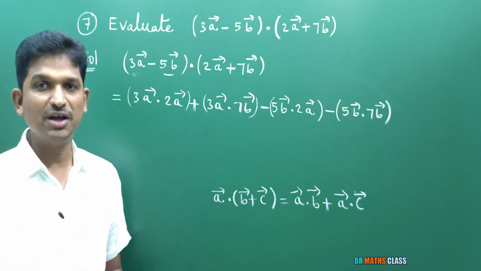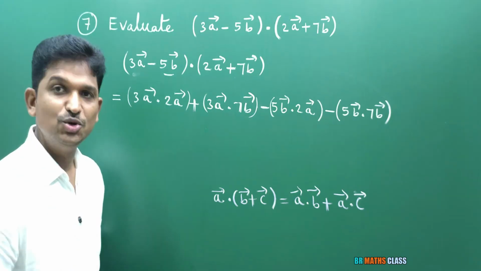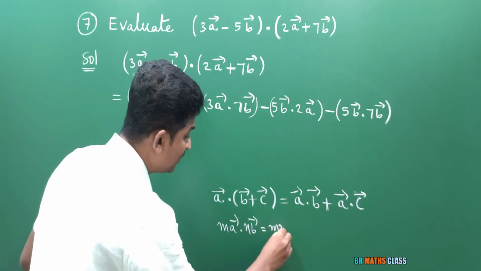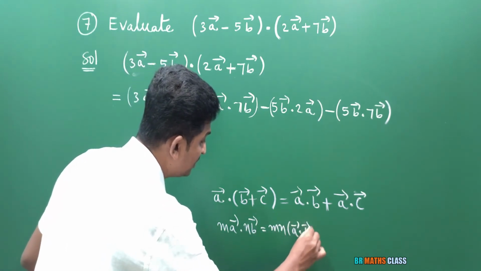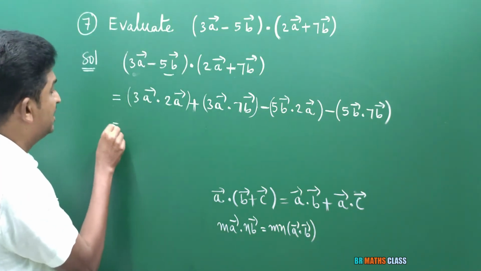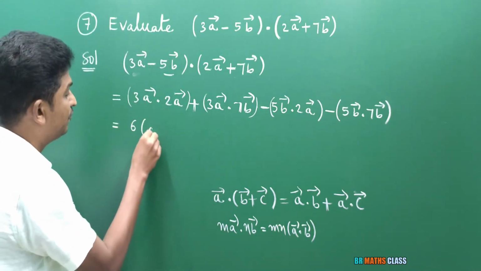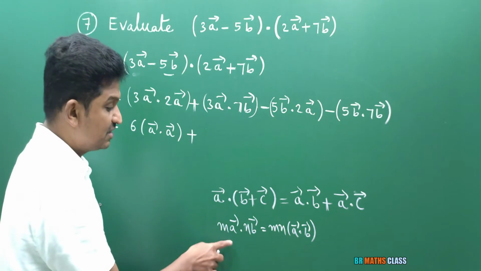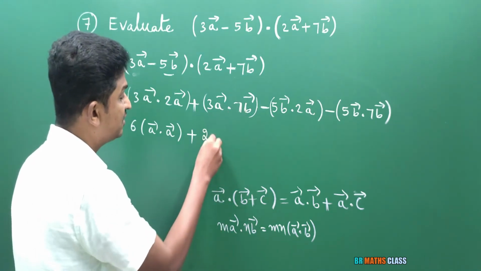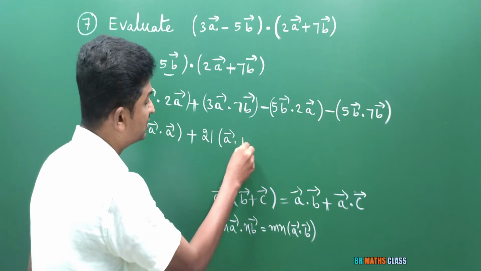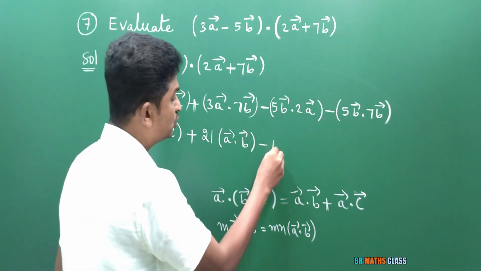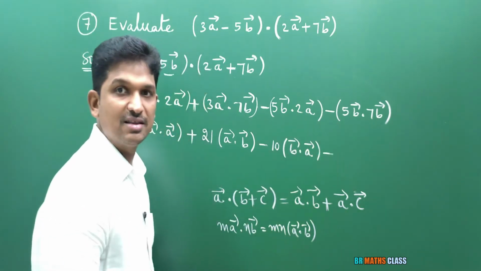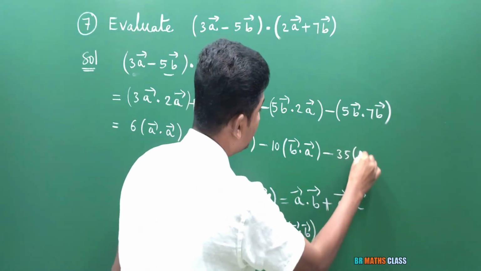We applied this formula to 3A bar dot 2A bar. You learned this formula from those 15 formulas: mA bar dot nB bar can be written as mn times A bar dot B bar. So 3 into 2, that is 6 times A bar dot A bar, plus 3 into 7, that is 21 times A bar dot B bar, minus 5 into 2, 10 times B bar dot A bar, minus 7 fives are 35, 35 times B bar dot B bar.